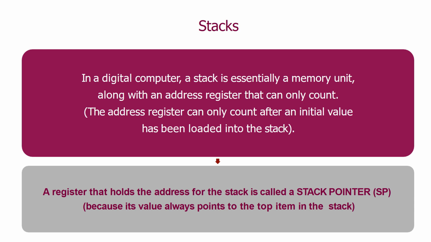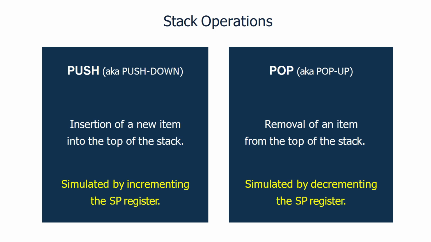So a stack is essentially a memory unit along with an address register that can only count. A register that holds the address of the stack is called stack pointer. So this stack pointer SP holds the address of the stack. There are two operations in stack: push and pop. Push means we are inserting something into the stack, and pop means we are removing the item from the top of the stack. Push is simulated by incrementing the SP register, and pop is simulated by decrementing the SP register.